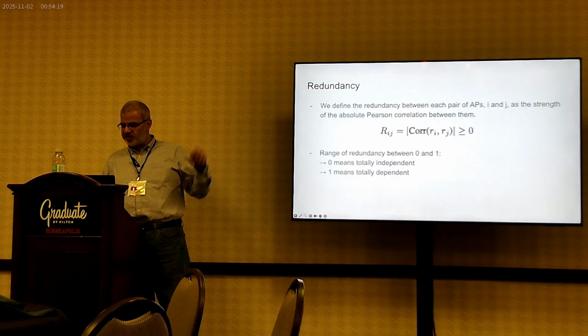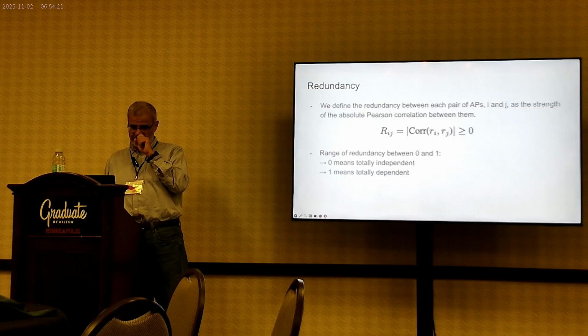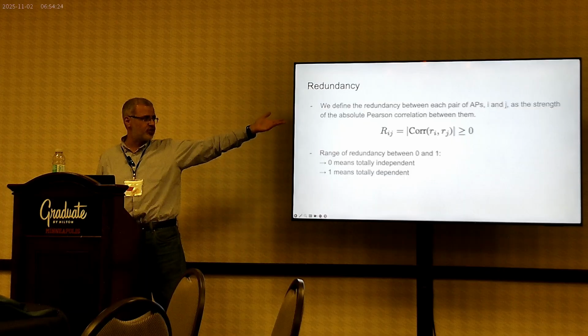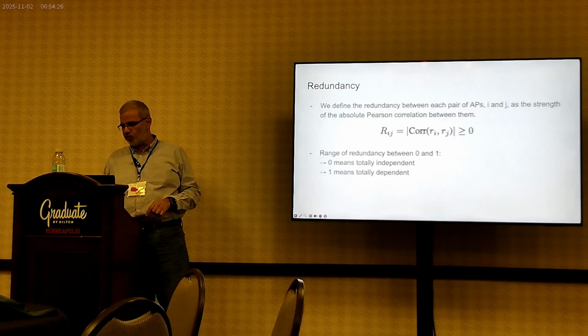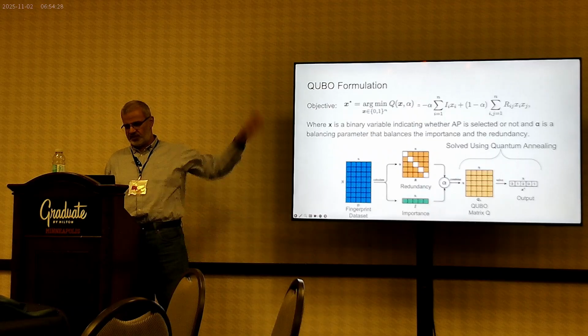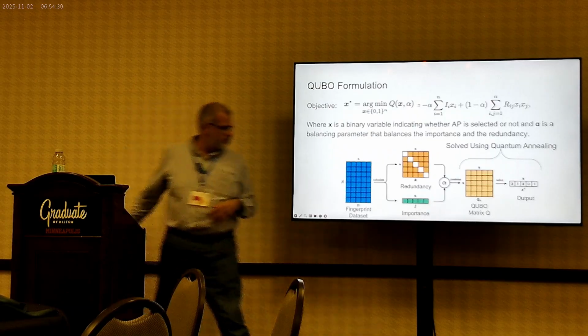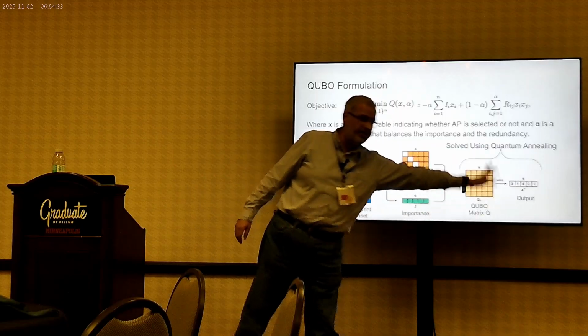For the sake of time, this is how we define the importance and redundancy. The redundancy is relatively easy, just the correlation between the two access points. And this is what Ibrahim was describing in the morning, the Q matrix and so on.